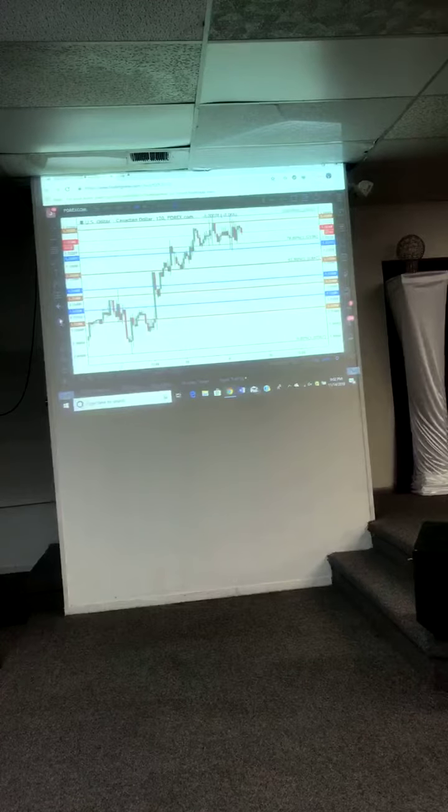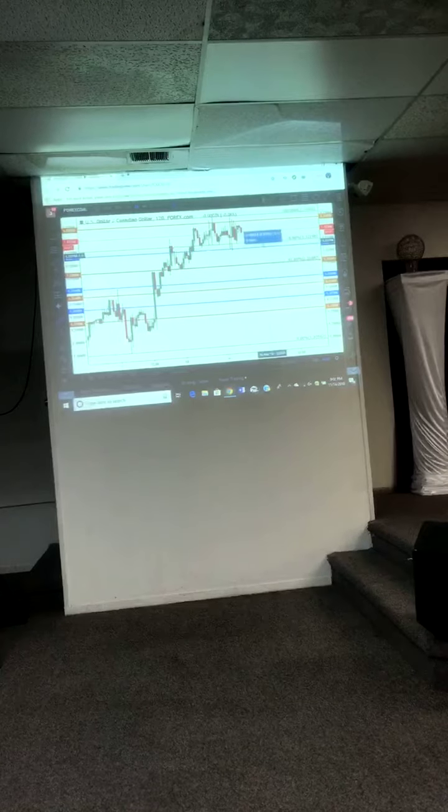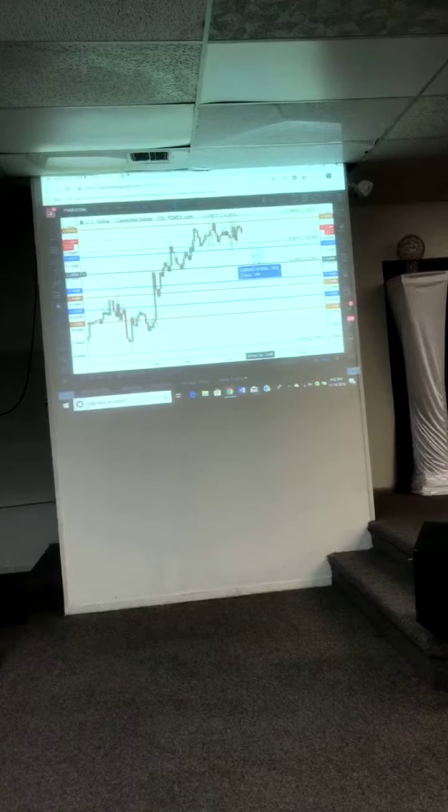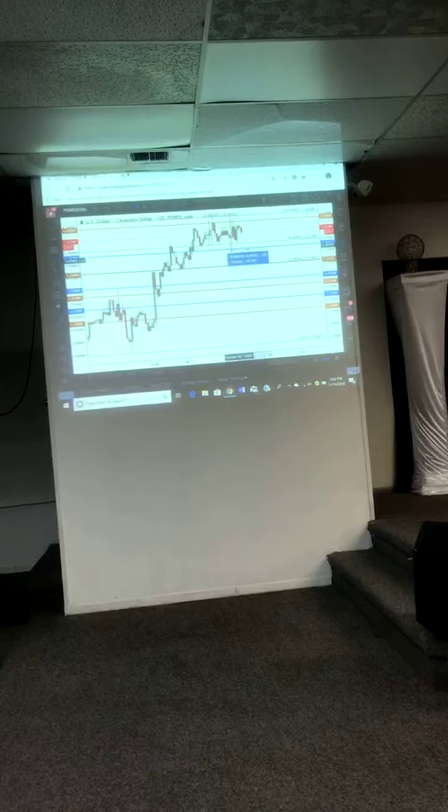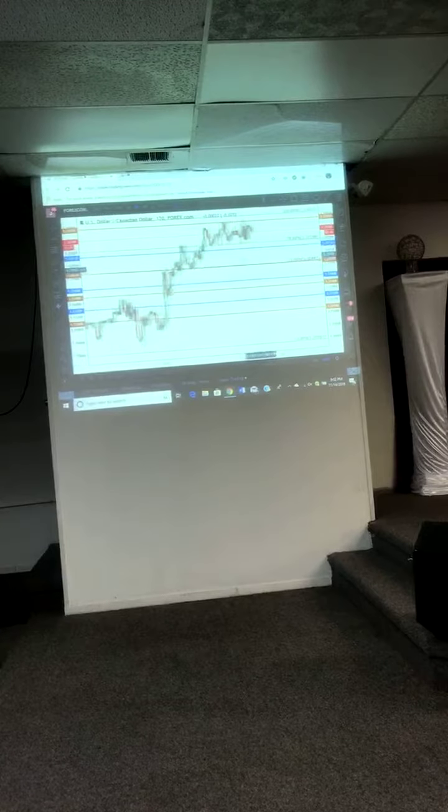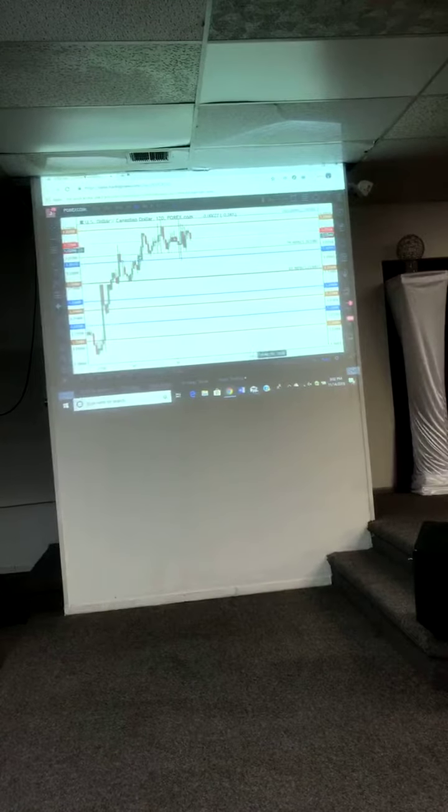I just want to show y'all. Like I say, it's real easy. So right here, this is how many pips? 25 pips. That's cool. Market structure, and that's really it. Anybody got any other questions at all?